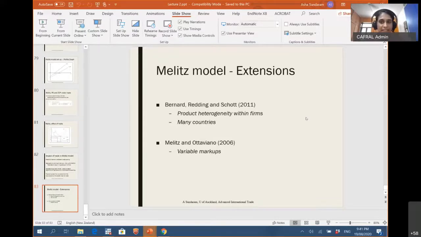Upskilling or reskilling will ease the transition between workers that are basically losing their jobs because firms are exiting, and then move them towards the firms that are actually expanding using exports. So there's another distributional implication as well.